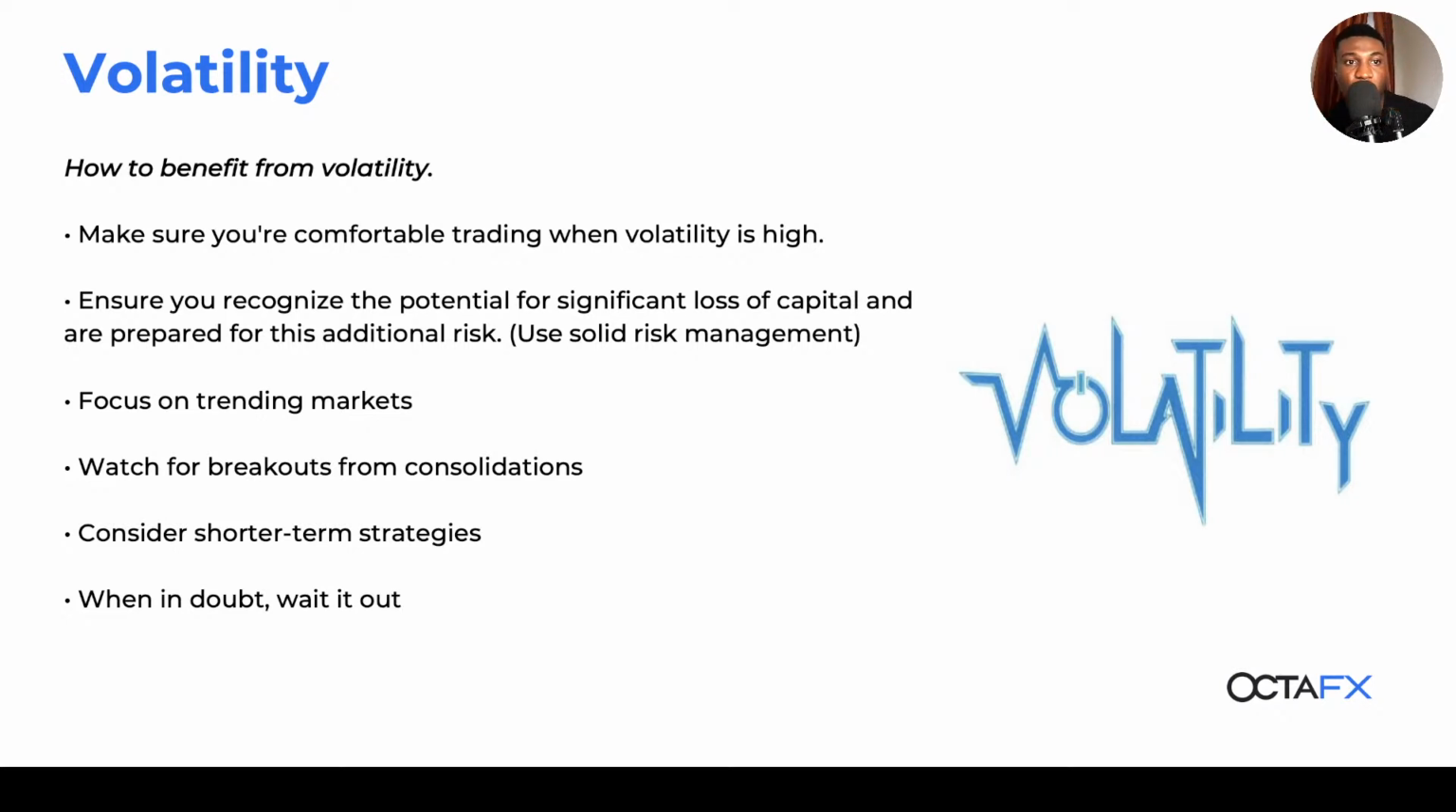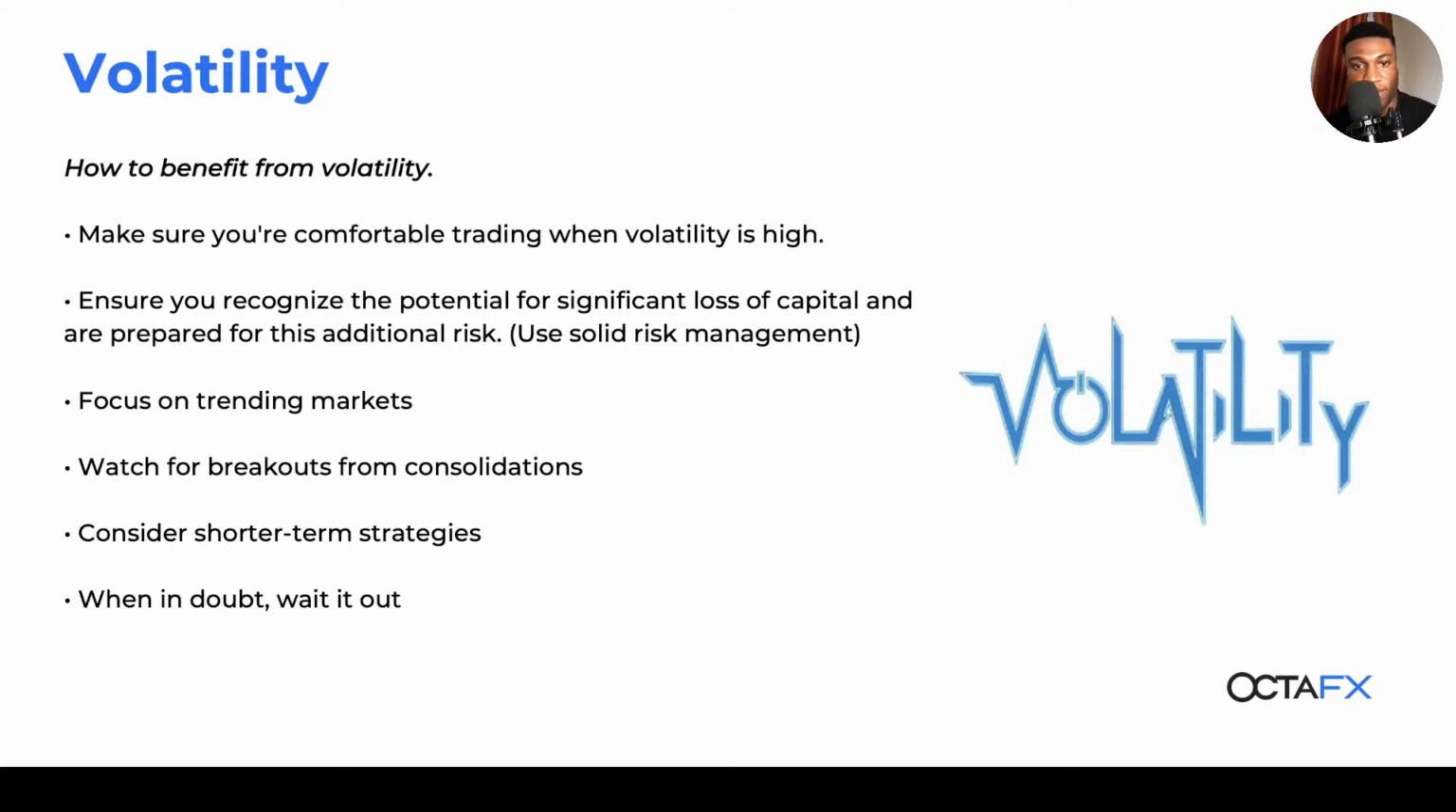And the last way to benefit from volatility is: when in doubt, wait it out. What do we mean? You're not going to force a trade, you're not going to force the market to move in your direction, right? So if you're in doubt, if you're not sure of your entries, if you're not sure of your strategies, if you're not sure of what you see in the market at a certain time, you can just wait it out. There will always be opportunities for you to come to the market with confidence and trade, right? So if you're not sure at a certain time, you can just wait it out.